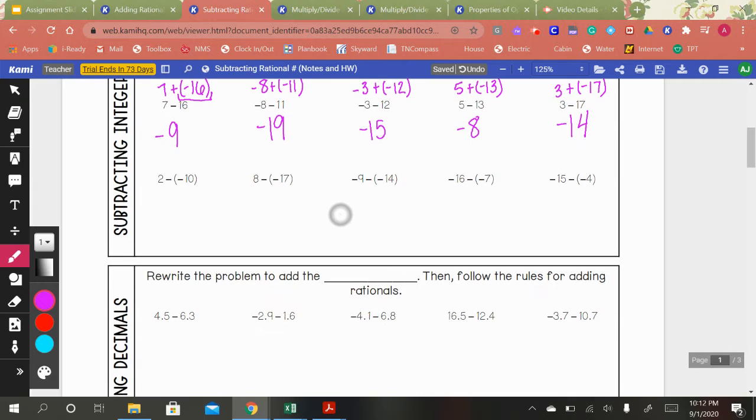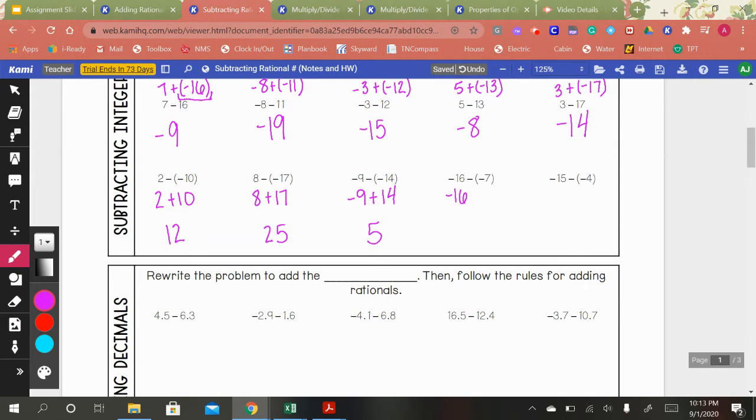All right, moving on to the next set of numbers. We're still using keep, change, change. Adding if they have the same signs. Subtracting if they have different signs. Writing our final answer. Keep, change, change. Again, keep the first number, change the sign to addition, and then change the sign of the second number.